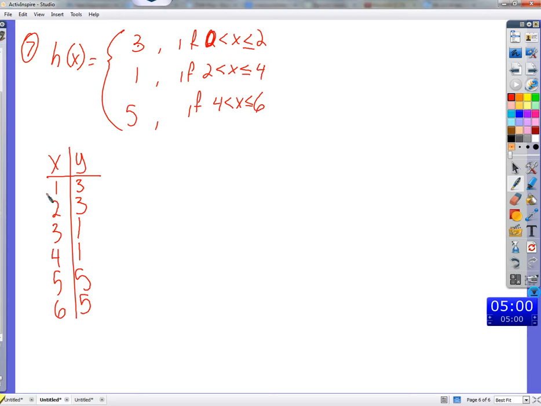What about 1.5? You get 3. How about 3.7? You get 1, because 3.7 is between 2 and 4. Right? So for all of the values from 0 to 2, I'm going to be getting out 3.